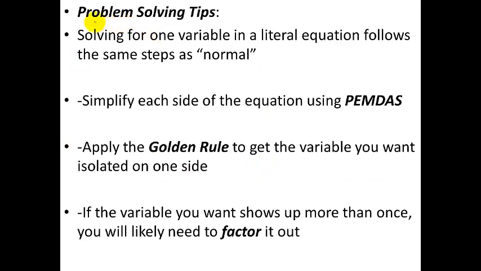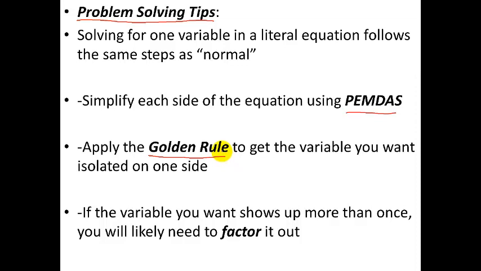Okay, what are your problem solving tips? When you have a literal equation, something with more than one variable, what's your strategy? So the first thing is, solving the equation is exactly the same steps as if there was just one variable. You simplify each side using PEMDAS, combine like terms, distribute into parentheses, reduce numbers, etc. Then you also follow the golden rule to do the same thing to one side as you do to the other side, to keep simplifying and keep simplifying.